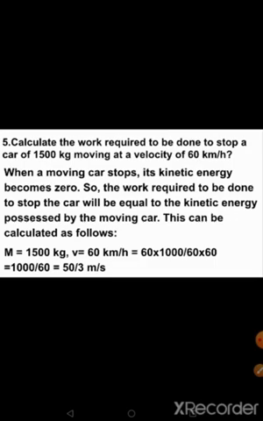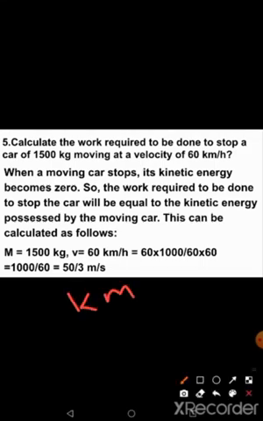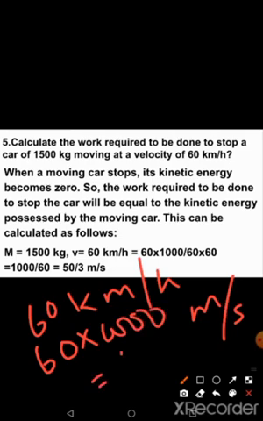Velocity is given as 60 km per hour. Now see, kilometer per hour should be converted to meter per second. Right? So how can I convert kilometer to meter? By multiplying by 1000. So 60 km per hour is given. So 60 into 1000 will give me 60,000 meters. Right? Per hour.